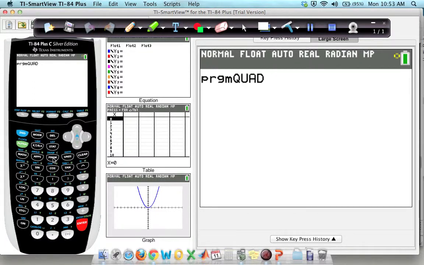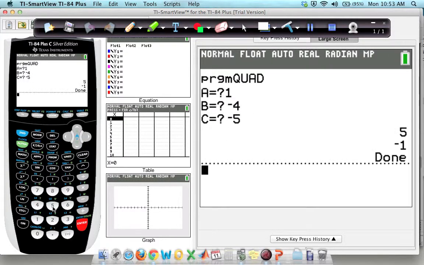and then you're going to hit enter a lot, and we're going to test to make sure you put this in your calculator correctly, so hit enter. Let's say A is 1, hit enter, B is negative 4, and C is negative 5. And then hit enter, and you should get your two answers of X is 5 and X is negative 1. So go ahead and check and make sure that that's what you get.